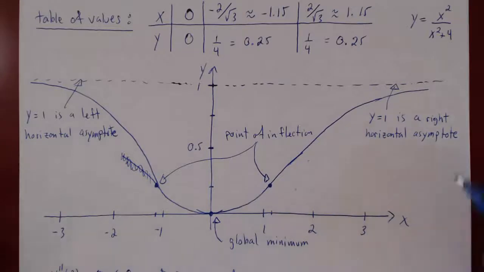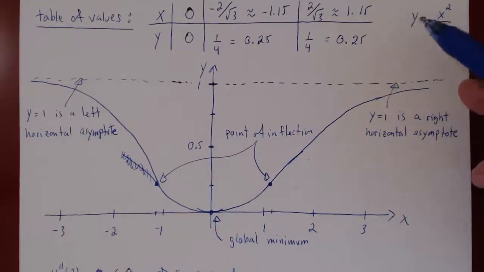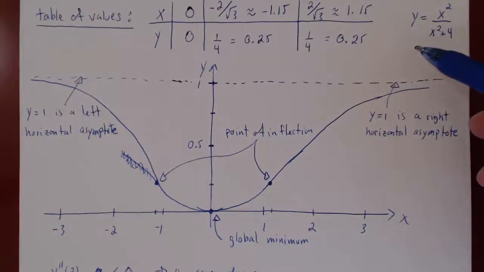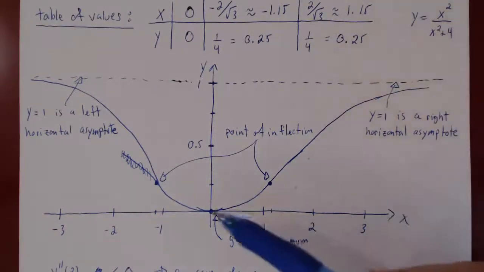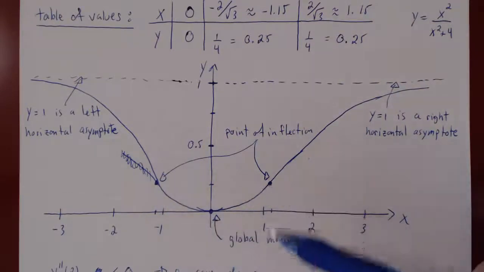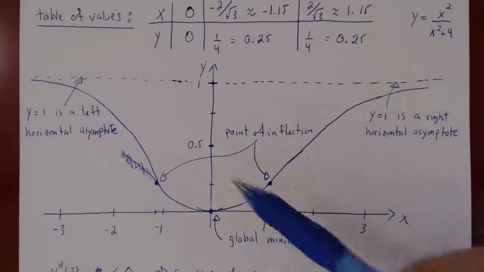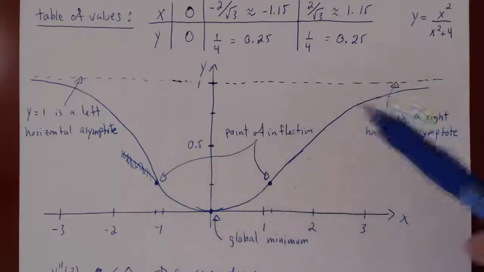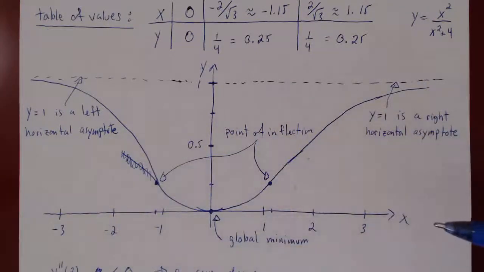And that's it. We have a really accurate sketch of our rational function x squared over x squared plus 4 using only the first and second derivative. We found that x equals 0 was a global minimum. Negative 2 over root 3 and positive 2 over root 3 were points of inflection. And y equals 1 is a left and a right horizontal asymptote. So that's it.